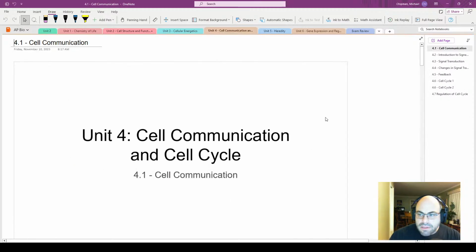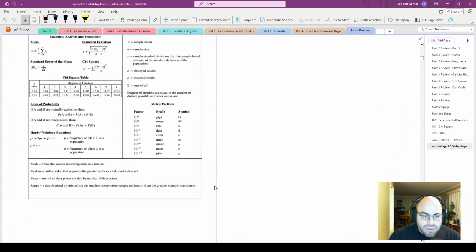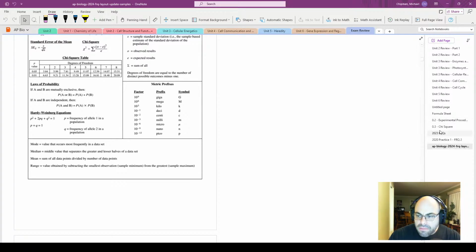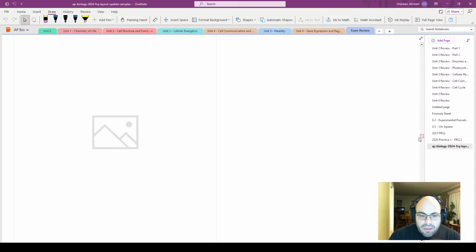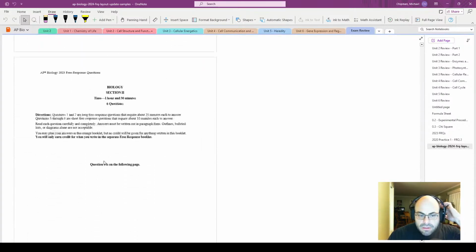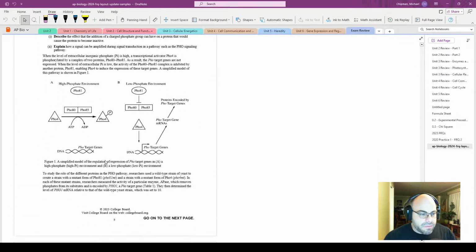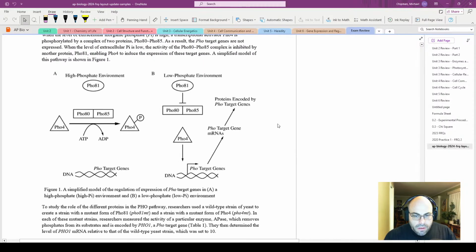All right, so let's talk about signaling. In order to talk about signaling, I am going to use this practice exam that we were looking at earlier, because I think there's a good picture on this that talks about signaling. Here it is. Perfect. Actually, no, this is not good. It's not as good as I thought it was.